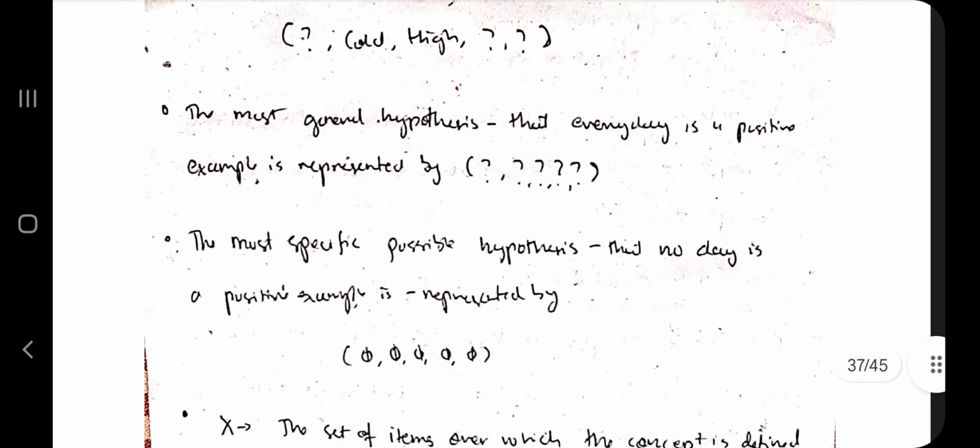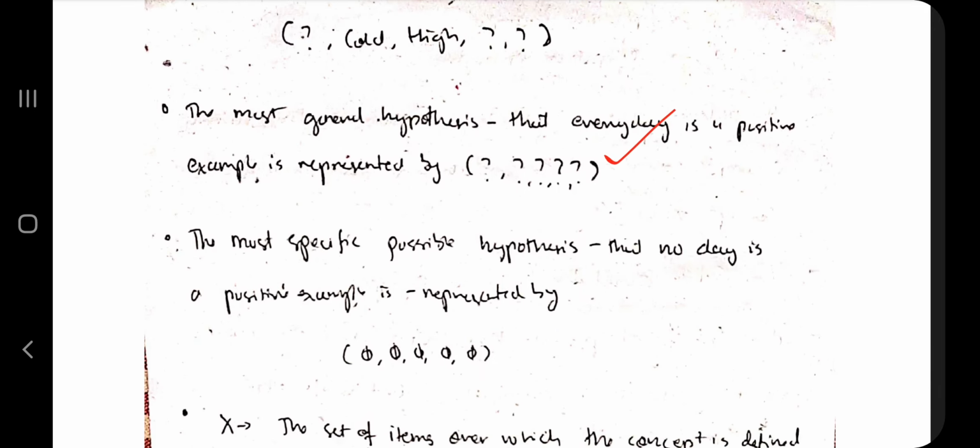So that's what it is about the most general. He'll consider all the days. The most specific, he'll consider none of the days.